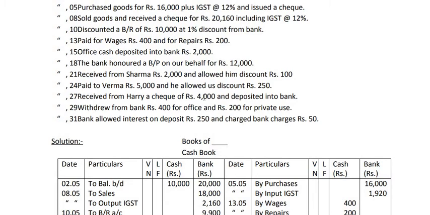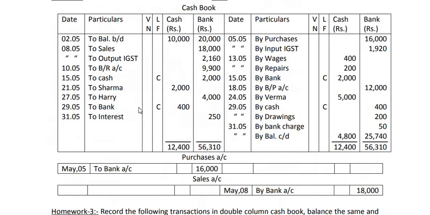Then received from Harry a check for 4000 and deposited into bank. Here we are receiving a check from somebody and the check is going to bank directly on the same day immediately. So we can write to Harry in bank column 4000. See, to Harry in bank column 4000.